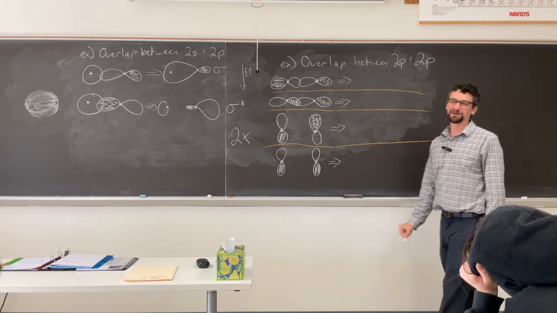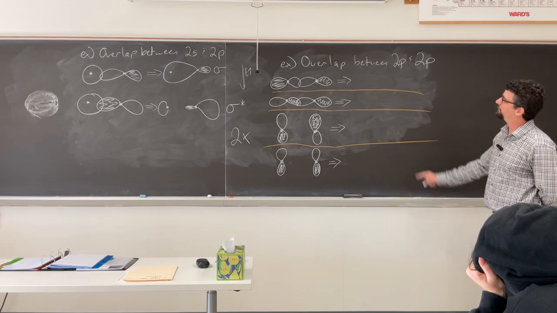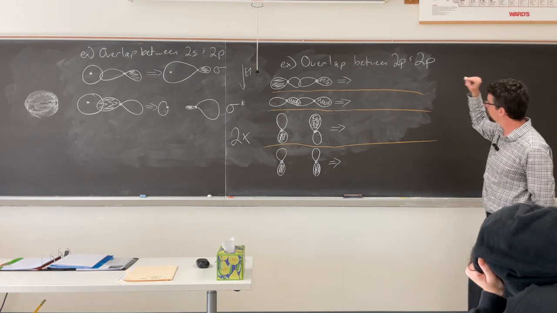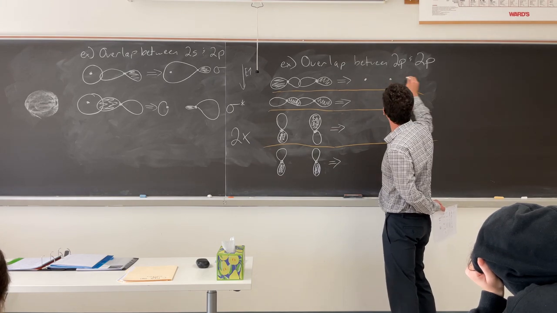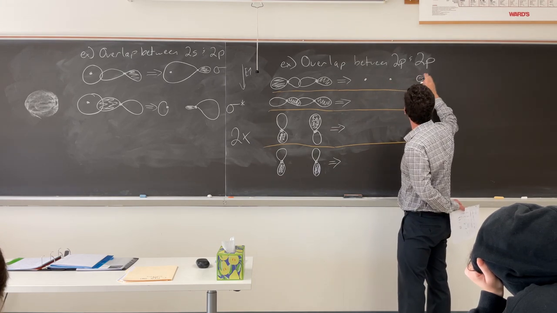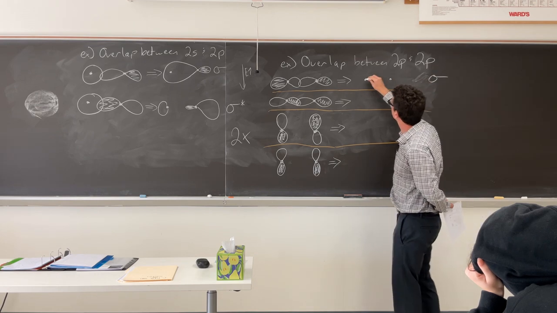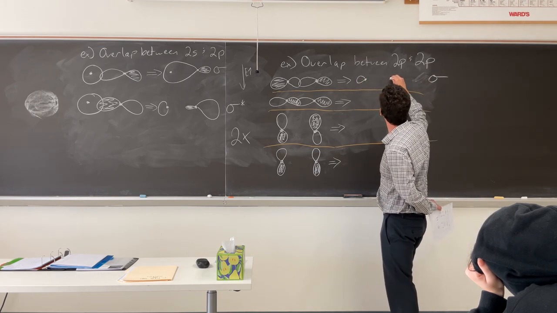We're just breaking different types of order here. Okay, that first one. Tell me what's going to happen with the overlap. It will be a sigma bond, sigma bonding. It's going to do two little tiny things on the outside and then a big one on the inside.